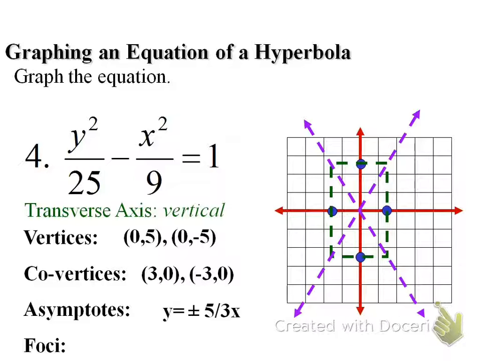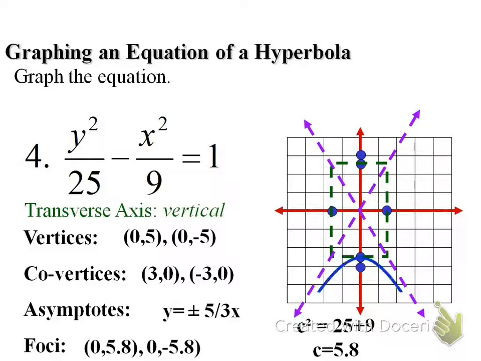All right, foci, we need to do c squared equals 25 plus 9. That gives me square root of 34 when I solve for c. That's approximately 5.8. Those go in the same direction as your vertices, so those will be y values: (0, 5.8), (0, negative 5.8). So you can see this one's a little skinnier than our previous examples.